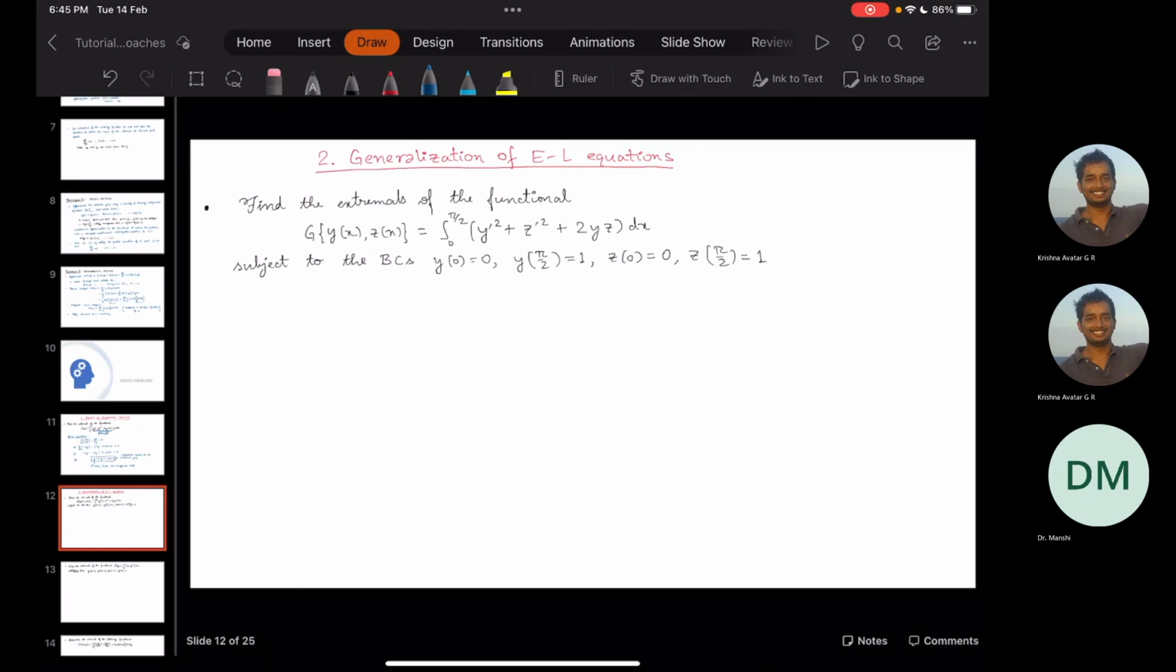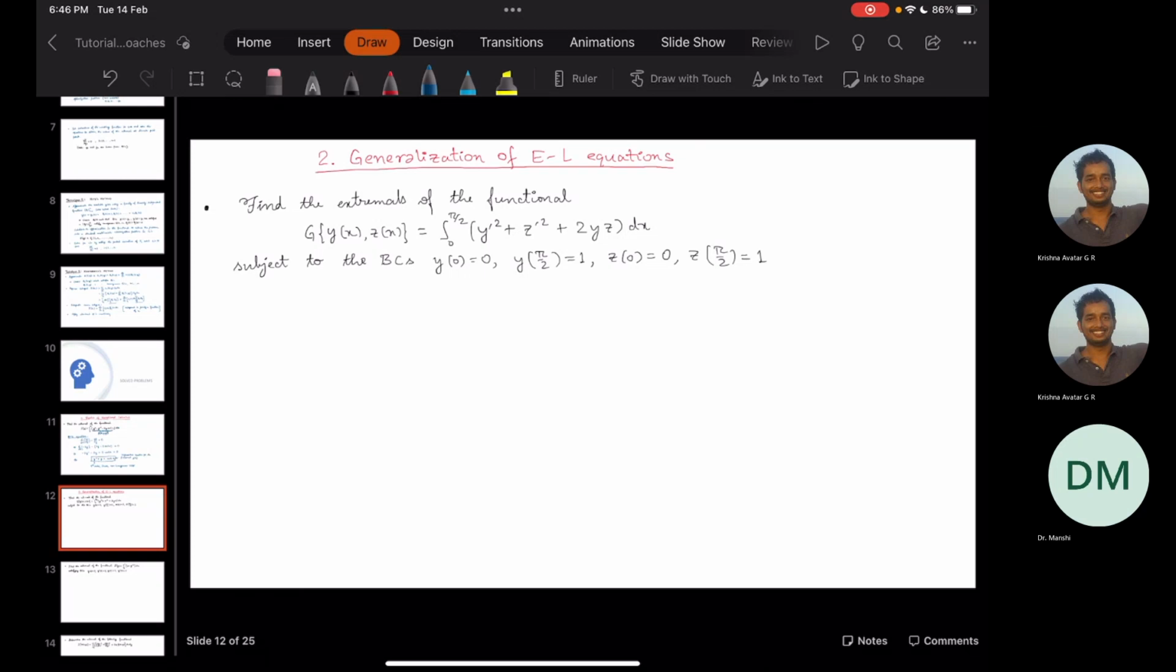y at pi by 2 is equal to 1, and z of 0 is equal to 0, and z at pi by 2 is equal to 1. So what should be our step? Are you able to identify which case this belongs to?